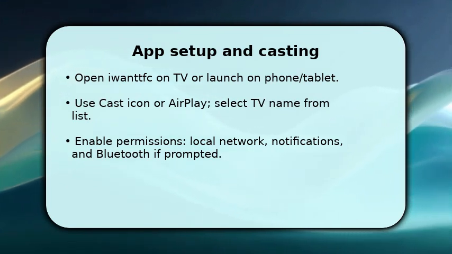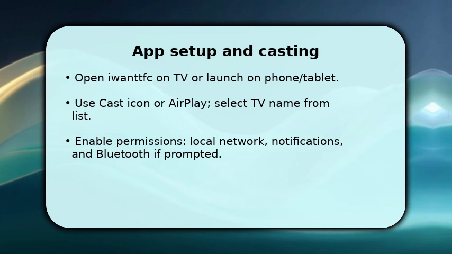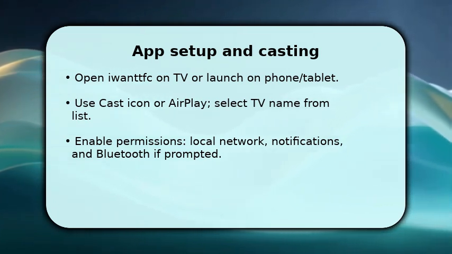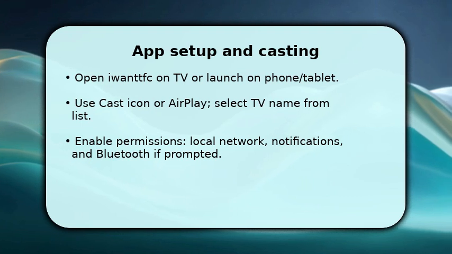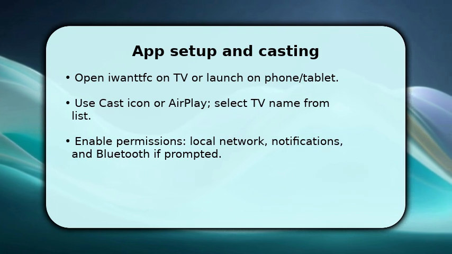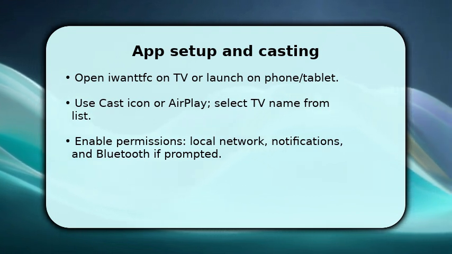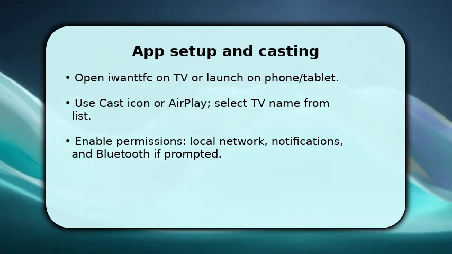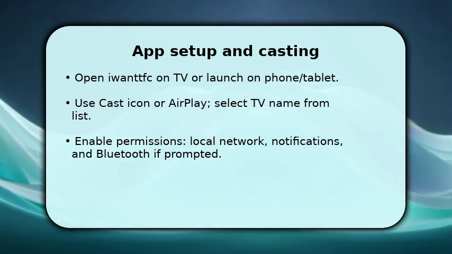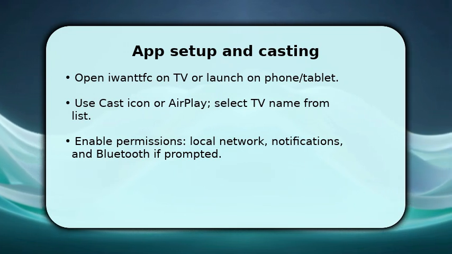If using casting, tap the cast or AirPlay icon and select your TV from the visible devices. This establishes the video stream and remote control link. If you use a streaming stick, install and open Iwanttfc there and follow on-screen pairing codes. Also grant required permissions like local network access so the app can discover the TV. Without permissions, casting will fail.